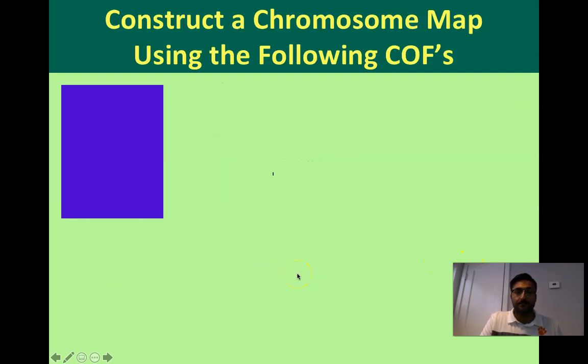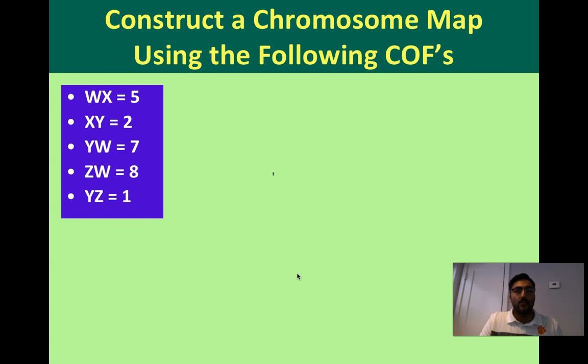So constructing a chromosome map using the following crossover frequencies. So here's another example. You've got a couple different genes and their crossover frequencies, or in this case, their map units, because it's not in a percentage, are located here. And so always start with your furthest apart. My furthest apart seem to be Z and W. And so Z and W are 8 map units apart.